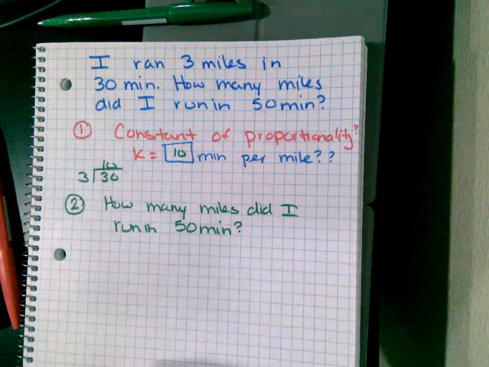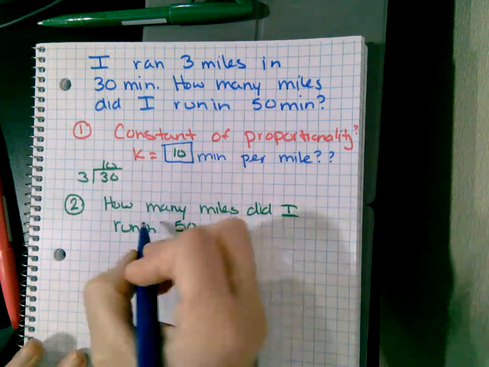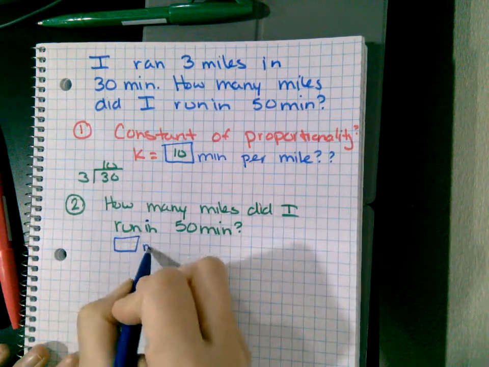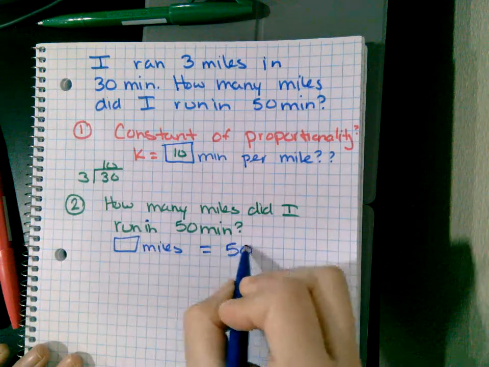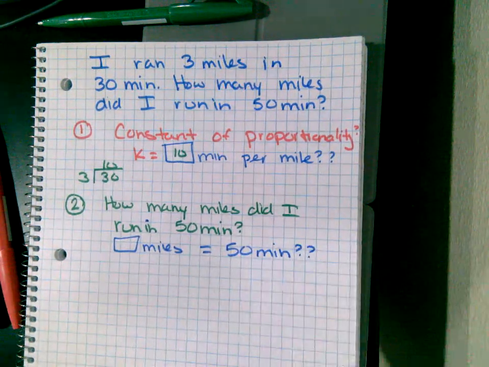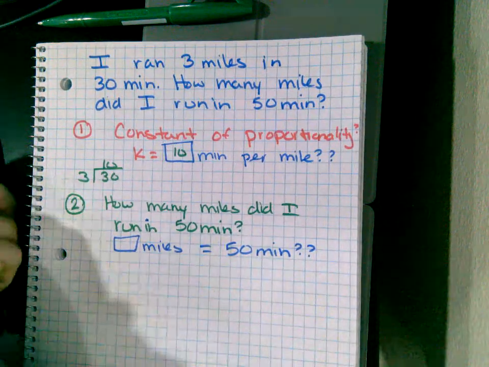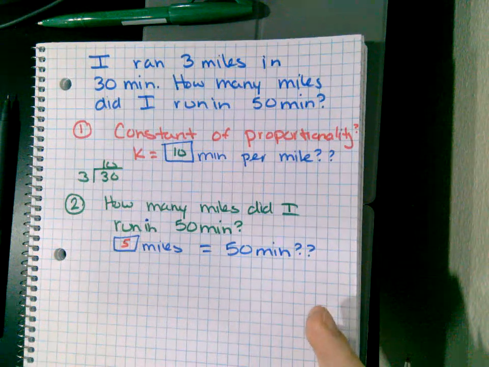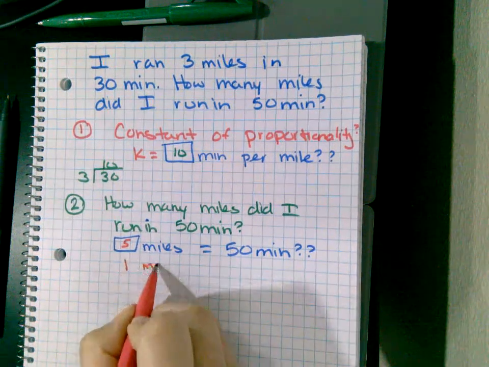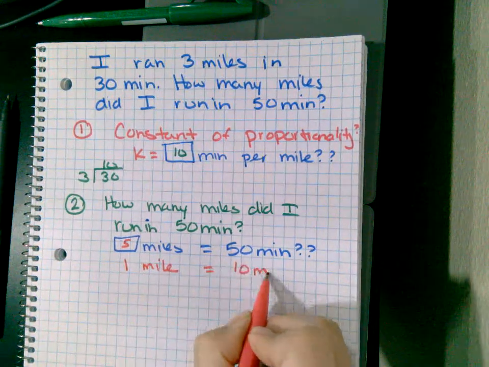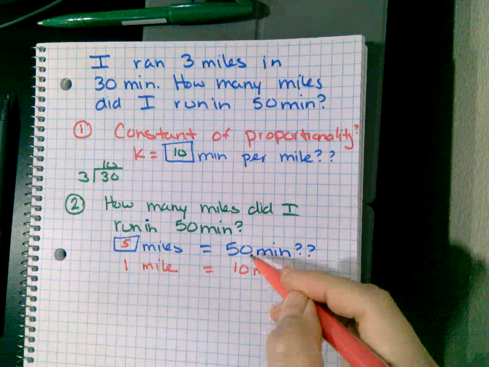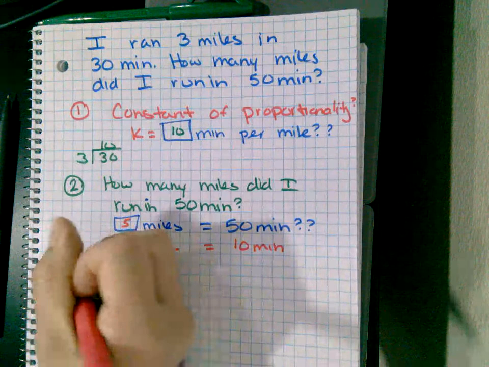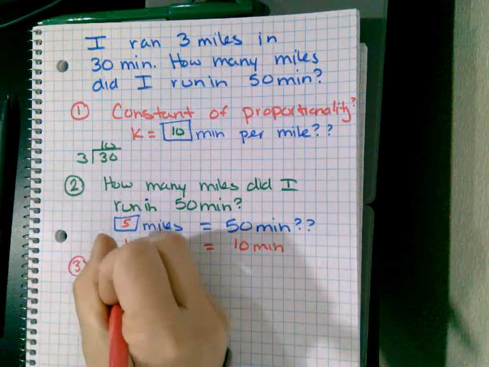Okay. How many miles did I run in 50 minutes? So I ran 5 miles in 50 minutes, right? Because I know that 1 mile is 10 minutes, right? So if I have 50 minutes, what did I do? I just multiplied by 5. All right, so what's my equation?